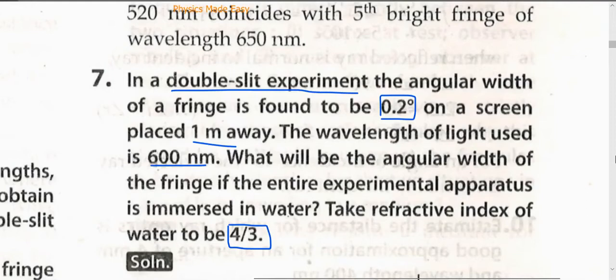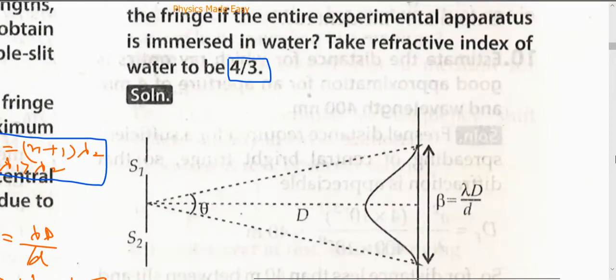Let us start from the seventh problem. The statement of the seventh problem is: in the double slit experiment, the angular width of the fringe is found to be 0.2 degree on the screen placed 1 meter away. The wavelength of the light used is 600 nanometer. What will be the angular width of the fringe if the entire experimental apparatus is immersed in water?